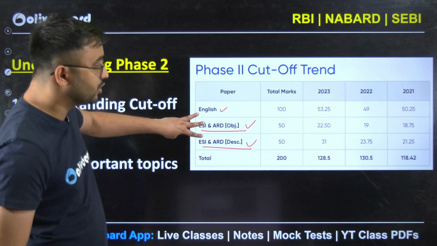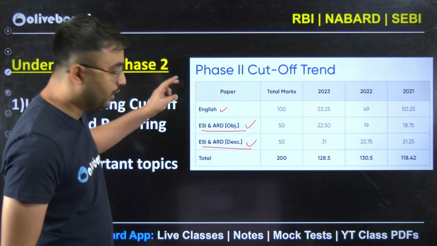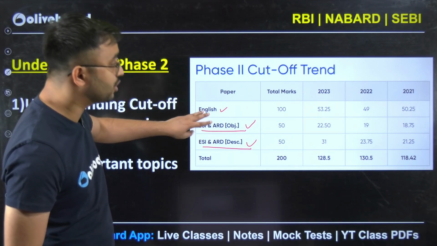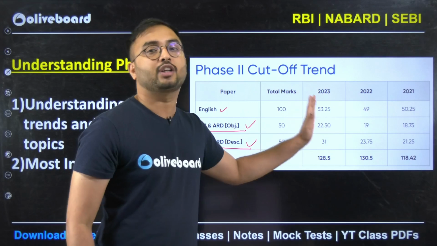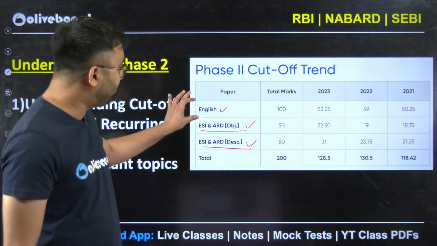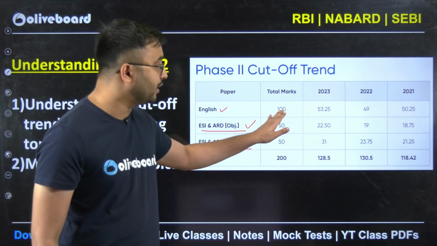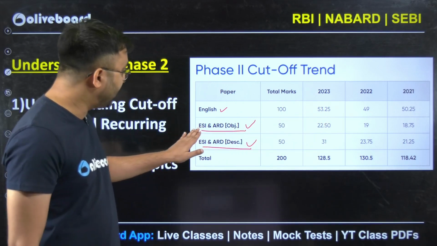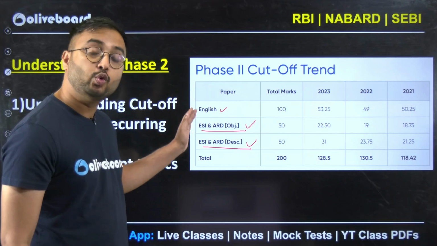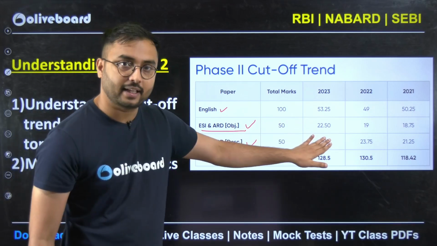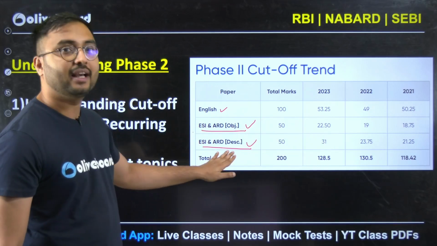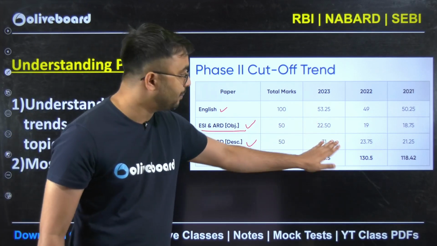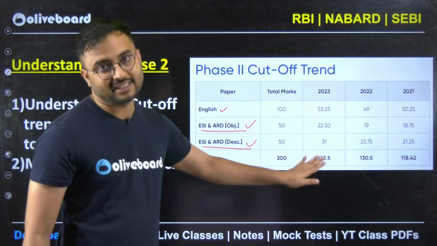Paper 1 and paper 2 are divided into these three sections, and these three sections have separate cutoffs. In the sense, your paper 1 English cutoff out of 100 will come separately, your ESI and ARD paper 2 objective part cutoff will come separately, and the paper 2 ESI and ARD descriptive part cutoff will come separately. The total cutoff will also come separately.